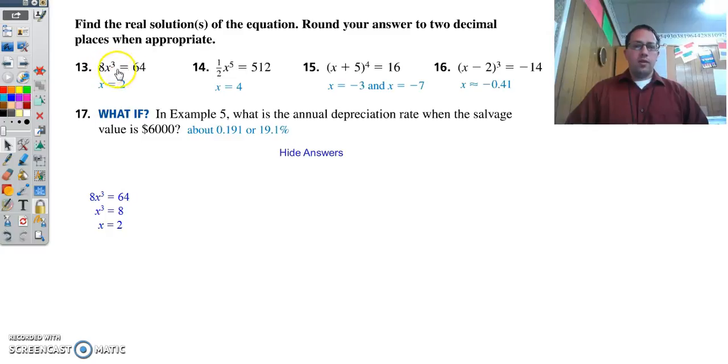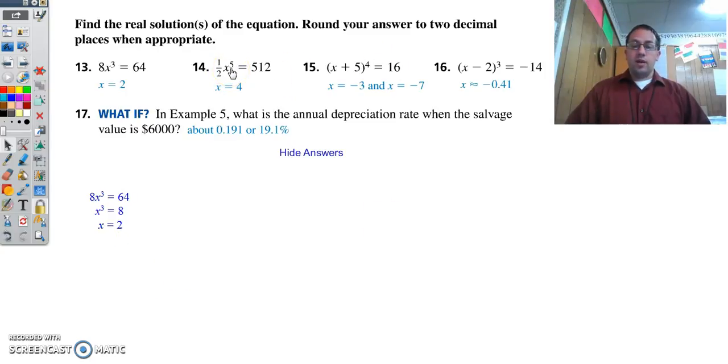And we have 8x cubed equals 64. So first thing we do is we divide by 8, which gives us x cubed equals 8. Then we take the cube root of both sides, and x equals 2. Since this is an odd exponent, there is only the one solution, just x equals 2. All right, look over at 14.